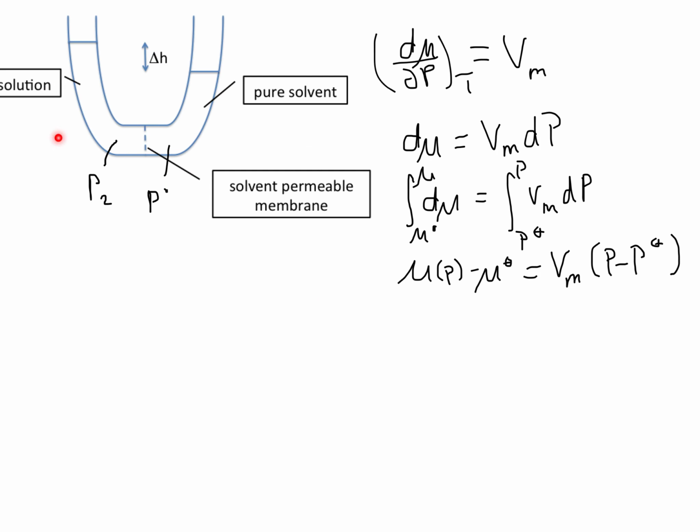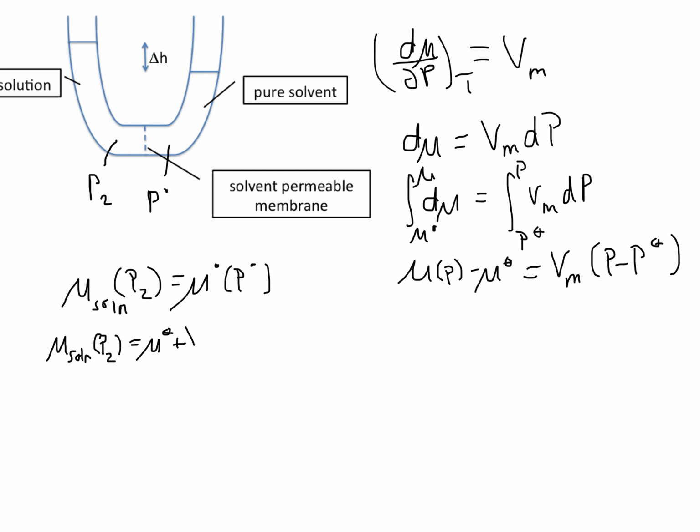When our osmotic pressure U-tube comes to equilibrium, we know that the chemical potential of the solution, which is at P2, is equal to the chemical potential of the pure solvent, which is at the pressure exerted by the pure solvent. The chemical potential of the solvent in the solution at P2 is equal to the standard state chemical potential for the solvent plus the molar volume of the solution times P2 minus P standard plus a correction for the fact that the solvent is not pure.